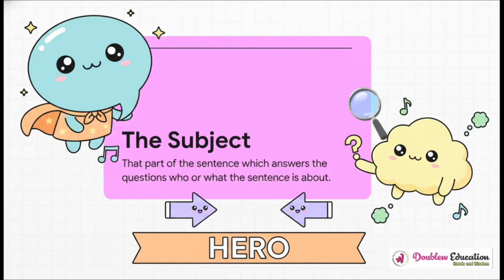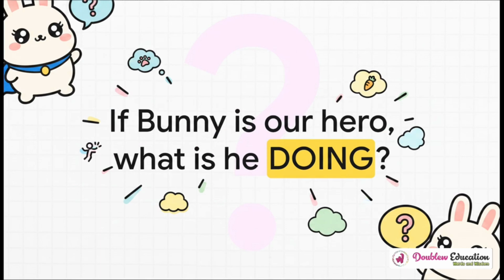Now, our hero has a special, official name that you might hear in school. It's called the subject. The subject is just the fancy word for the part that tells us who or what the story is about. So just remember this little trick. Hero means subject. Easy, right? So we found our hero, our subject. That's part one done. But what about part two?